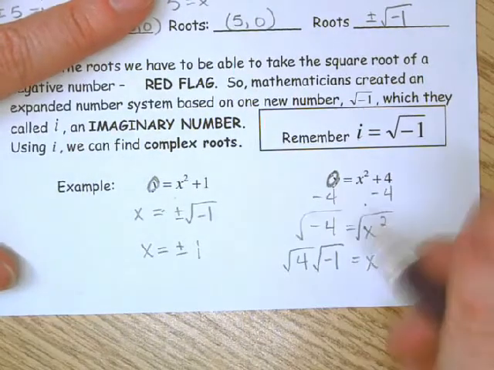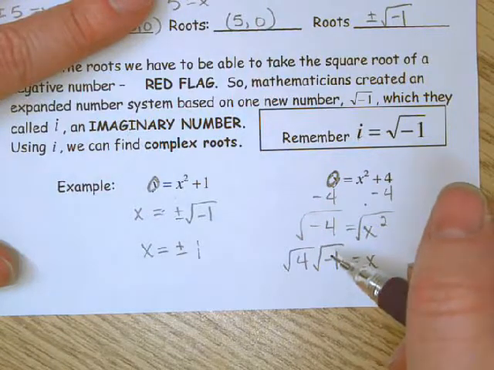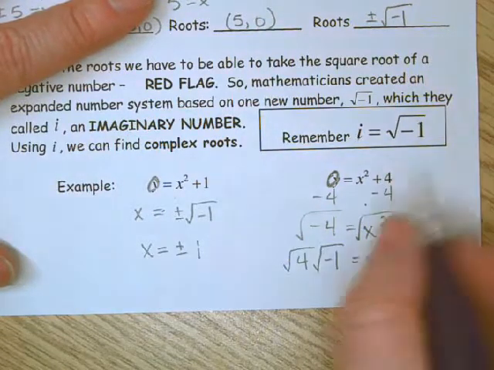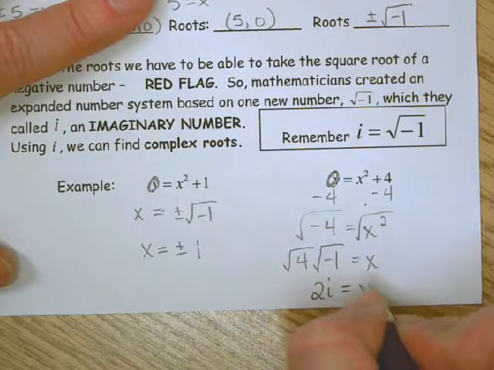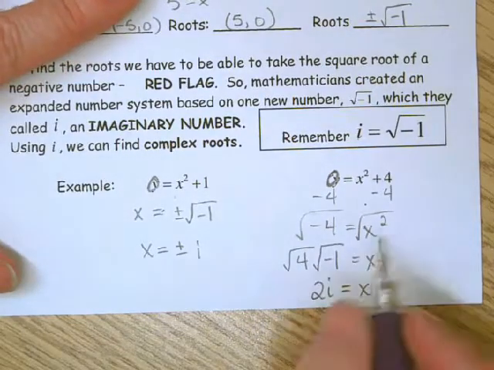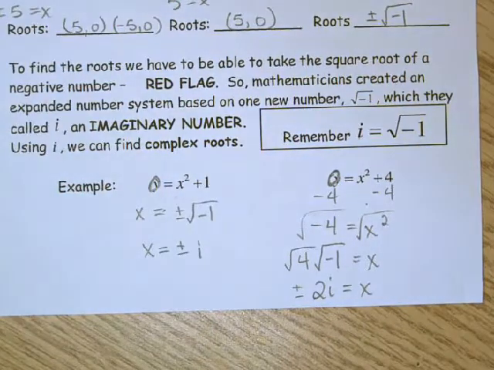And this is helpful to us because the square root of negative 1 can be written as i, and the square root of 4 can be written as 2. So this can be 2i equals x, and that would be a plus or minus as well. So that is imaginary numbers in a nutshell.